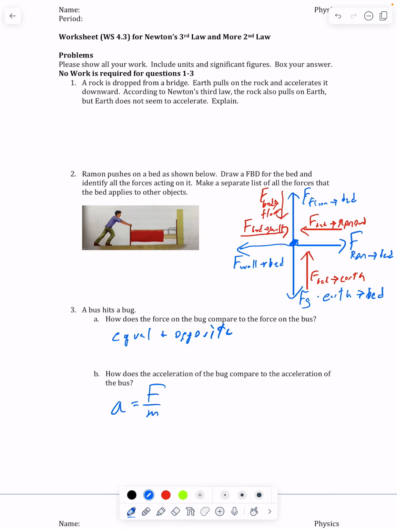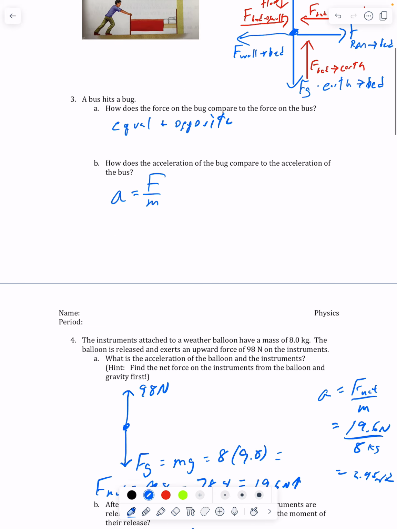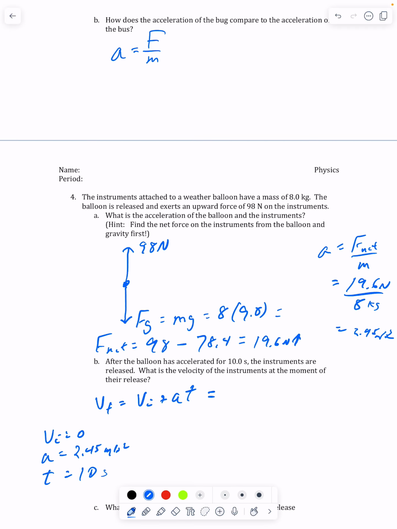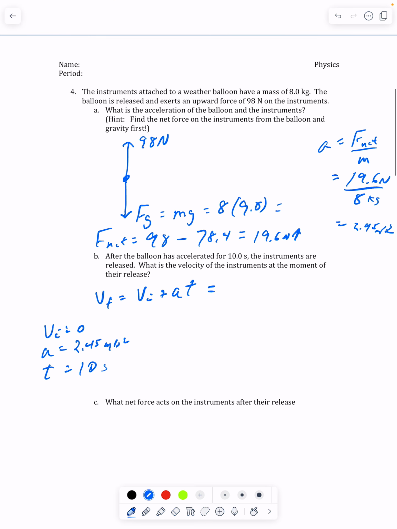All right, there are a series of other problems. I will just highlight a few things for you. We have a problem 4 here. We have instruments attached to a weather balloon with a mass of 8 kilograms. The balloon is released. Once it's released, it has an upward force of 98 newtons on this package of instruments. The instruments themselves have a mass of 8 kilograms, so the force of gravity, the downward force, is going to be 8 kilograms times 9.8 newtons per kilogram. That comes out to be 78.4 newtons. Net force is going to be, subtract the two forces, you'll see you have 19.6 newtons upward.